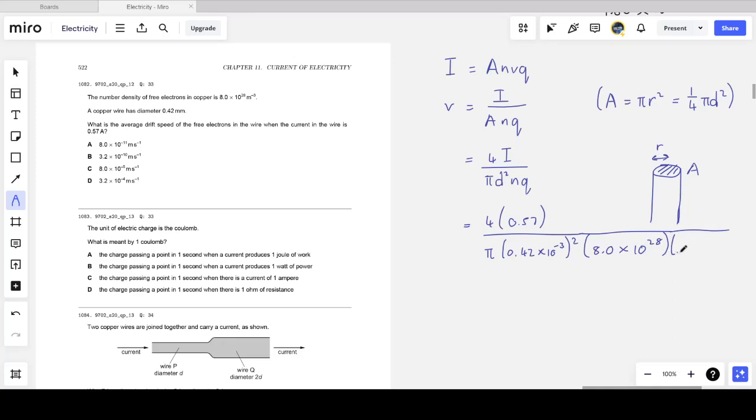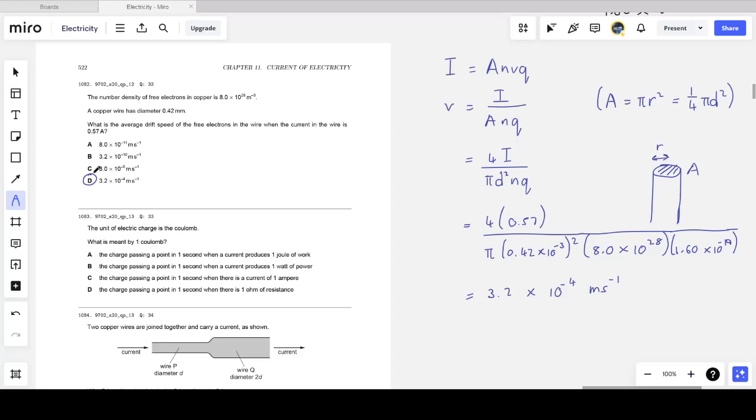And the charge on the charge carriers is the charge of an electron, 1.6 times 10 to the minus 19 coulombs. If I do this calculation, I get the average drift speed to be 3.2 times 10 to the power minus 4 meters per second. And this corresponds to option D.